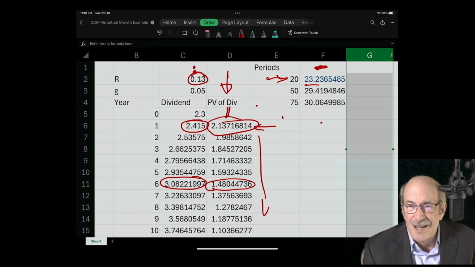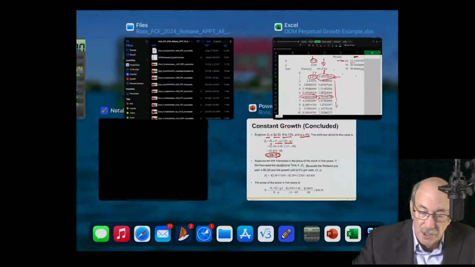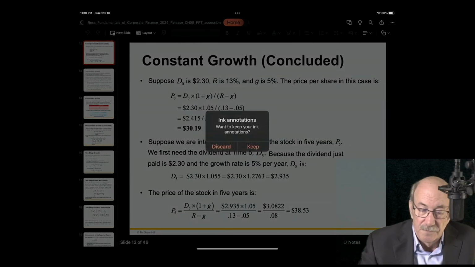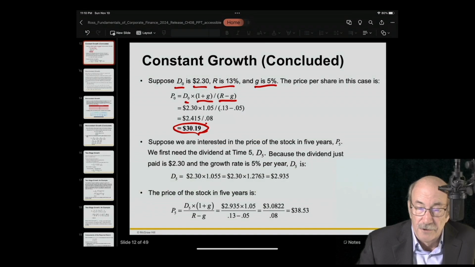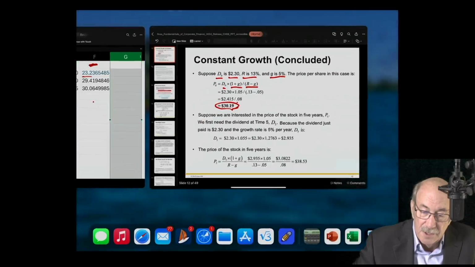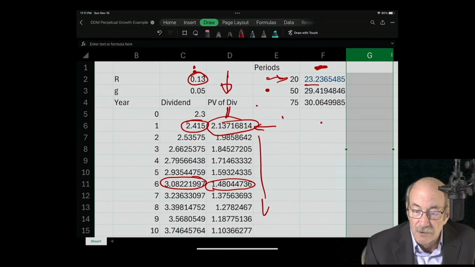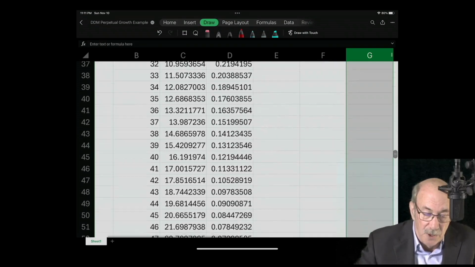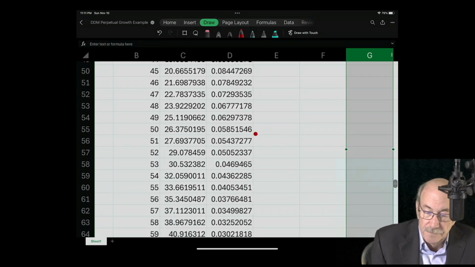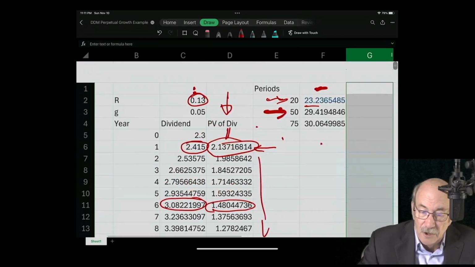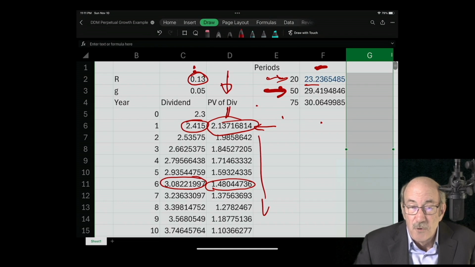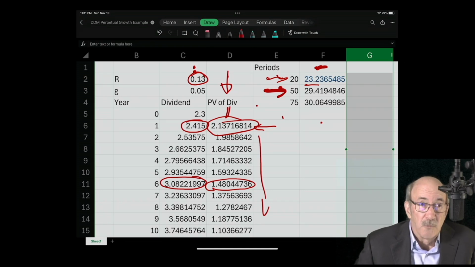So $23, not very close to the price that we saw in the PowerPoints of the $30.19. But let's go more periods. Let's look at going out 50 periods. Well, when we go out 50 periods, we're adding up all the way out to right here. We're going to stop there. When you add all those present values up, we get $29.42. Now, that's getting reasonably close to our $30.19 that we got from the formula for a growing perpetuity.